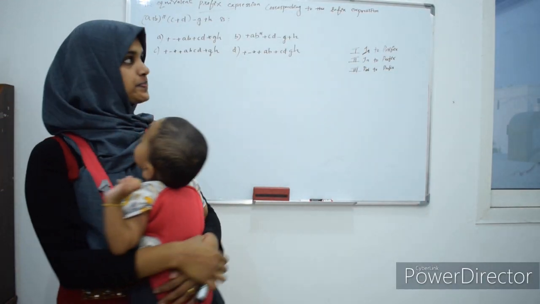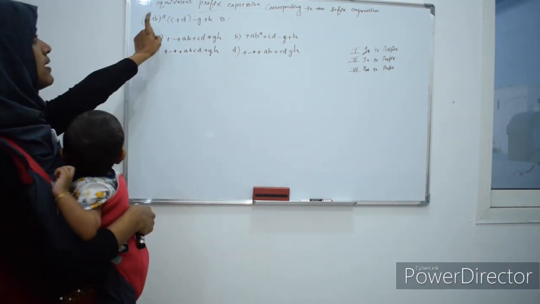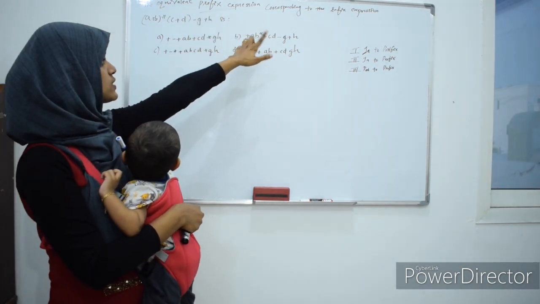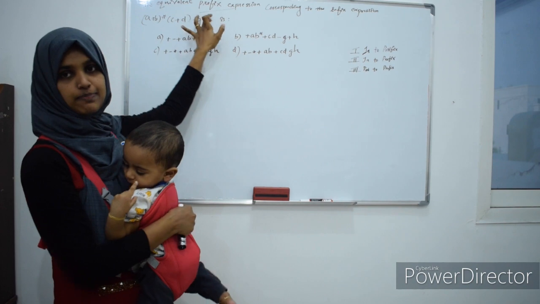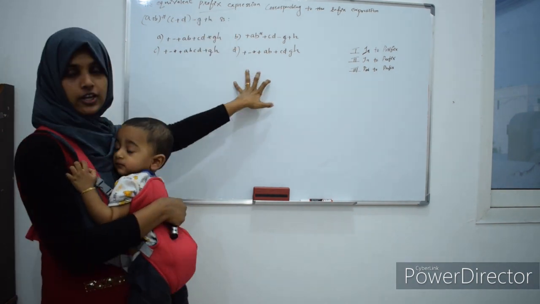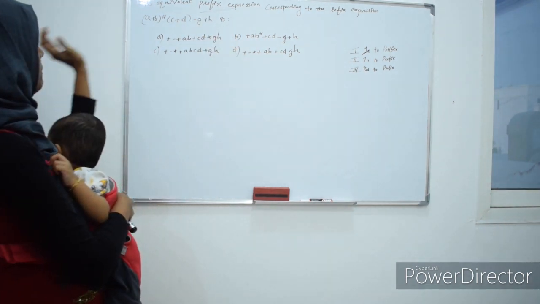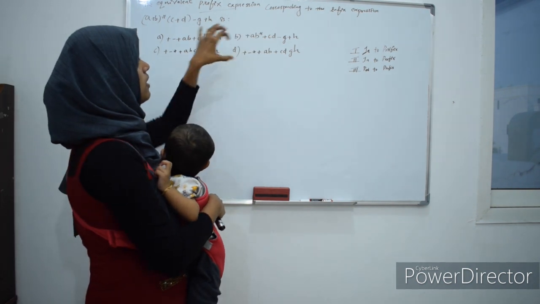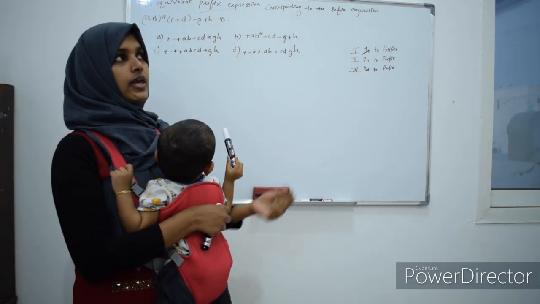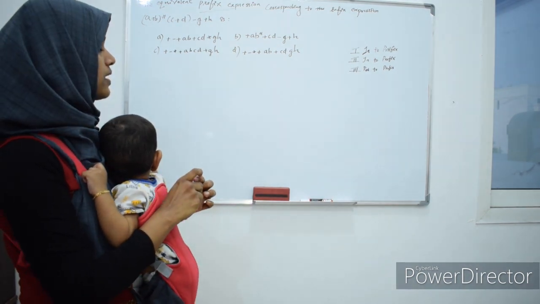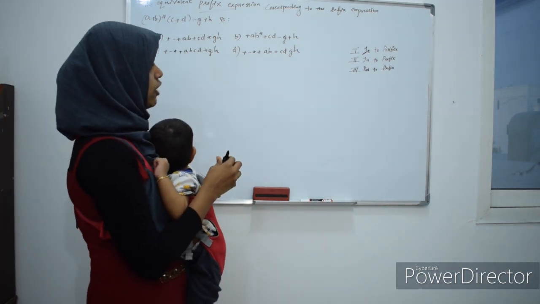Hi all. This question asks for the equivalent prefix expression corresponding to the infix expression (a + b) * (c + d) - (g + h). Four options are given. So this question is about converting an infix expression to a prefix expression. Before coming to this question, we have to know the basics.